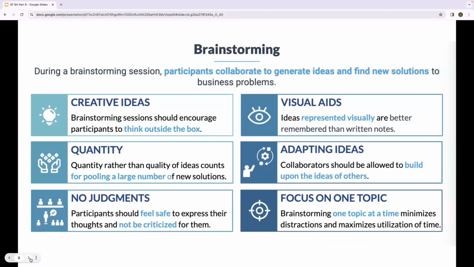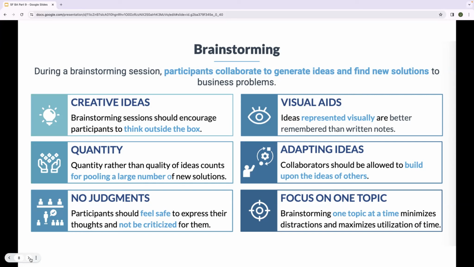Brainstorming is a session where participants collaborate to generate ideas and find new solutions to business problems. It can help to think of creative ideas. Brainstorming sessions should encourage participants to think outside of the box. Quantity rather than quality of ideas counts for pooling a large number of new solutions. No judgment. Participants should feel safe to express their thoughts and not be criticized for them.